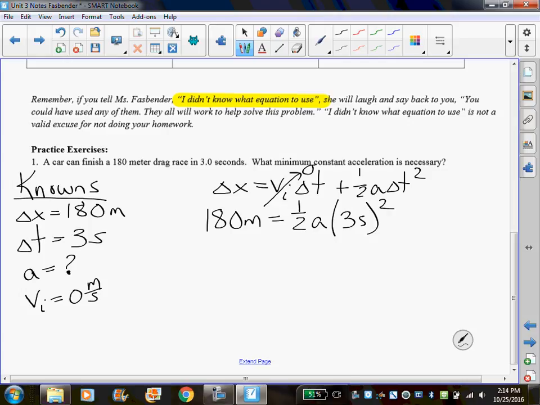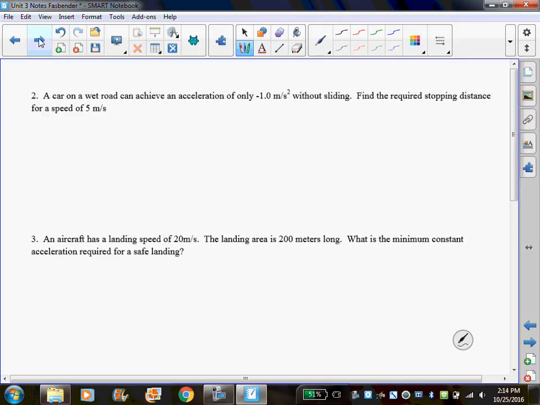And from here, it's all just algebra. So we square the 3 seconds, we divide it by a half, we do 180 divided by whatever that is. But when you finish the algebra, you find that your acceleration is going to be 40 meters per second squared. And that's the answer. So let's do another practice problem.